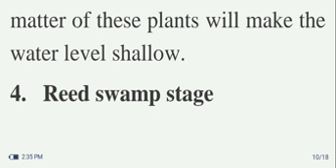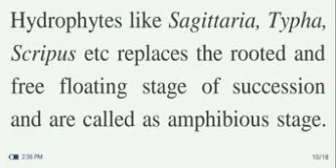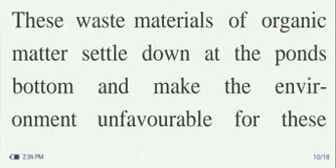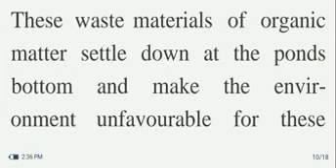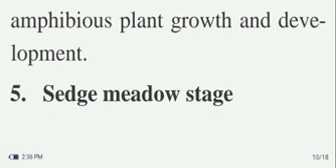Then reed swamp stage. Hydrophytes like Sagittaria, Typha, Scirpus, etc. replace the rooted and free-floating stage of succession and are called the amphibious stage. These plants use the transpiration mechanism for large amounts of water loss and are a source of huge amounts of organic waste. These organic waste materials settle down at the pond's bottom and make the environment unfavorable for amphibious plant growth and development.